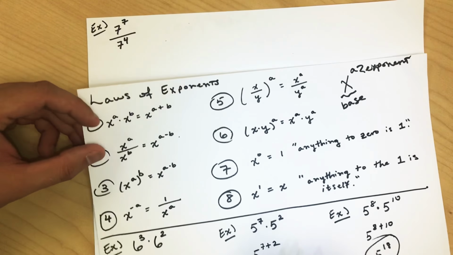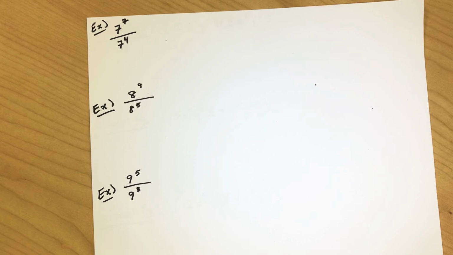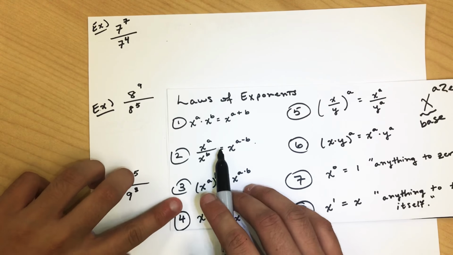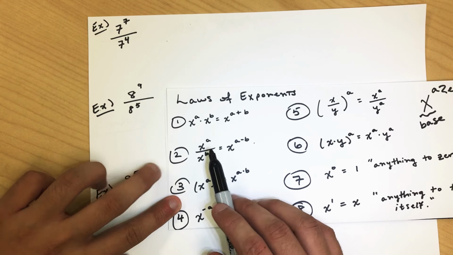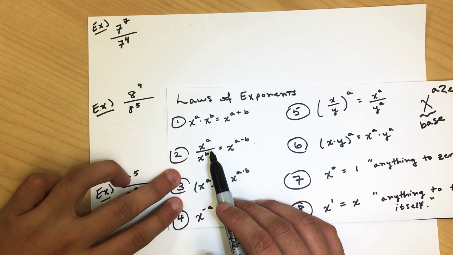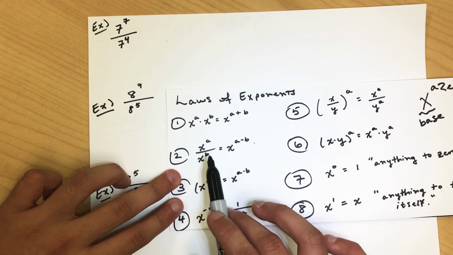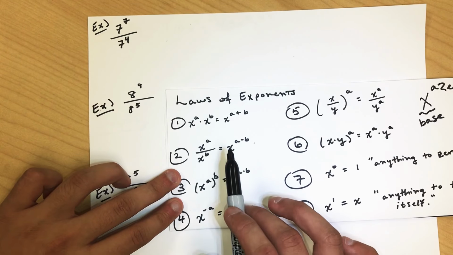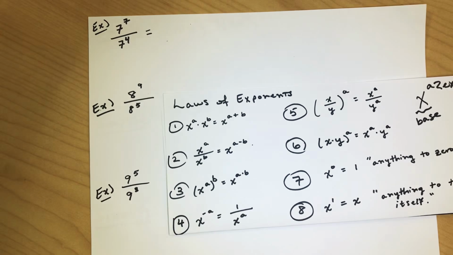All right, let's look at some other examples, but this time let's use a different rule. Okay, so now we see that we have quotients here. So we're probably going to end up using the quotient rule right here, which is x to the a divided by x to the b is x to the a minus b. So this one says if you have the same base and you're dividing, all you have to do is subtract their exponents. Okay, so here, you always go top to bottom.